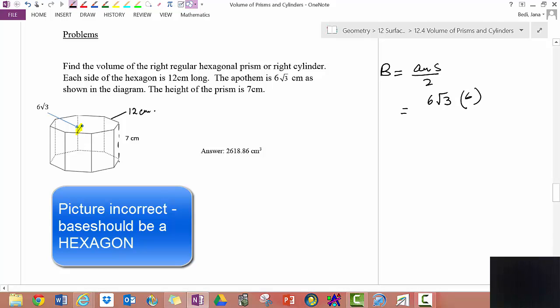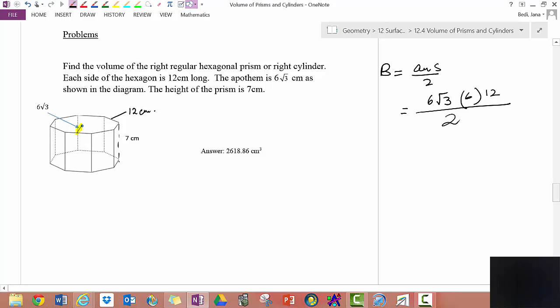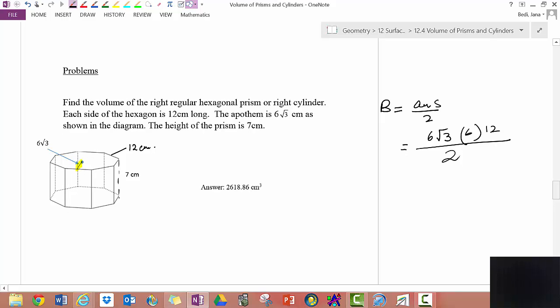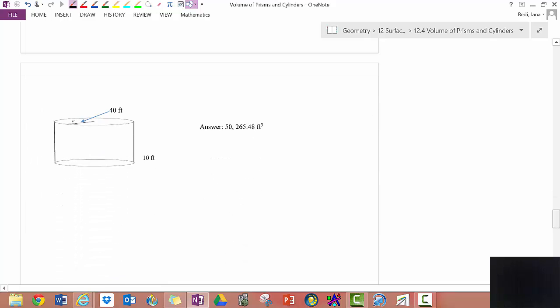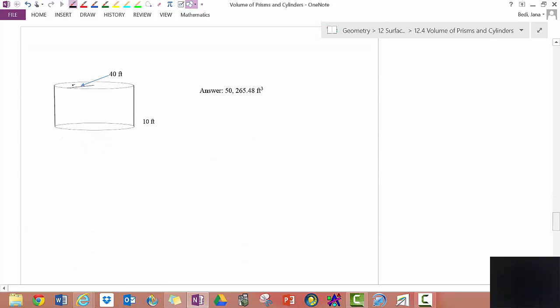Side length is 12 all over 2. Okie doke. Well, it's not such an okie doke. I moved on too fast. That's the area of the base, but you do B times H. Okay, so that should be pretty simple. Moving to cylinder, you're given the radius. That should be pretty easy. Area of base is pi r squared. 10 feet is the height.